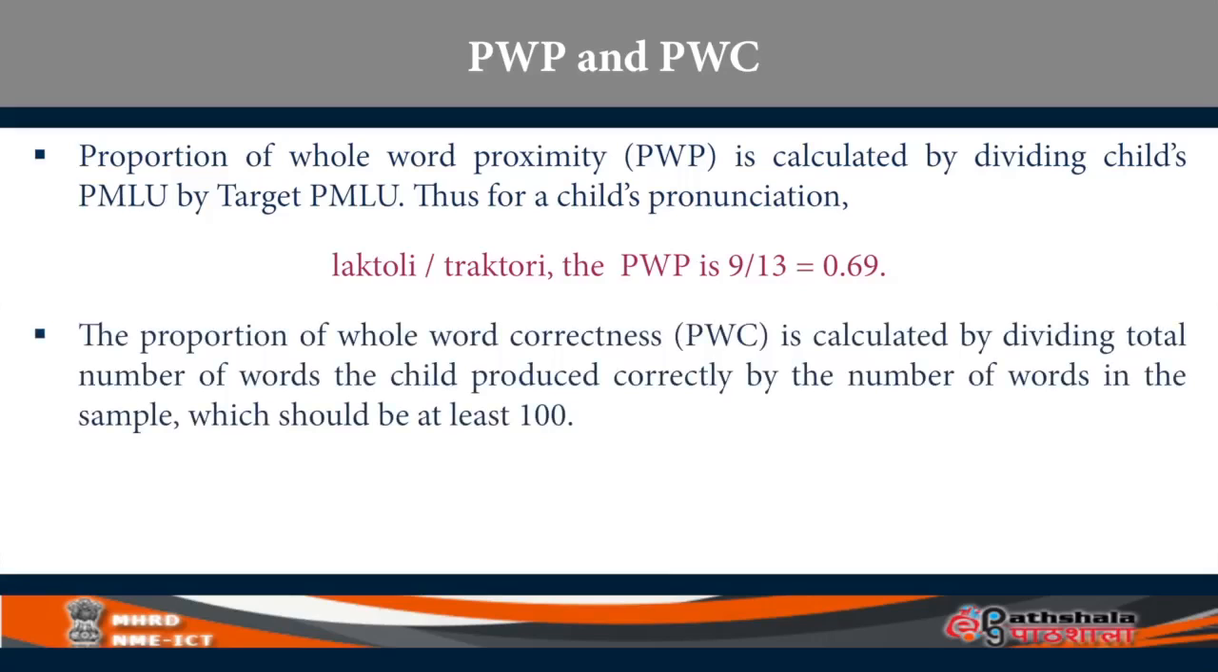Then the third one is called proportion of whole word correctness, PWC. This is calculated by dividing the total number of words the child produces correctly by the number of words in the sample. So you collect for a few minutes the total number of words you have. Out of that, you take what the child produced correctly, you divide, and you get the proportion of whole word correctness. So PMLU, PWP, PWC are some of the new measures that child phonologists are using these days to find out about phonological development. So until now we have been saying word, but what is a word?